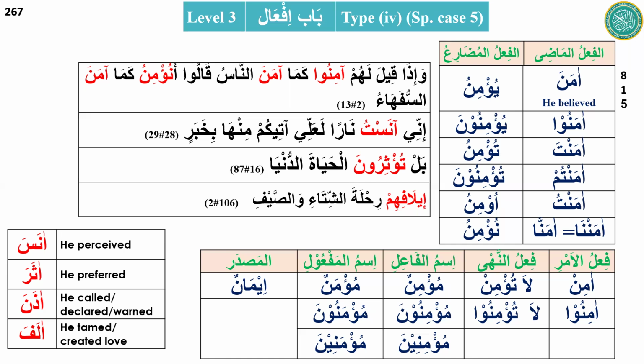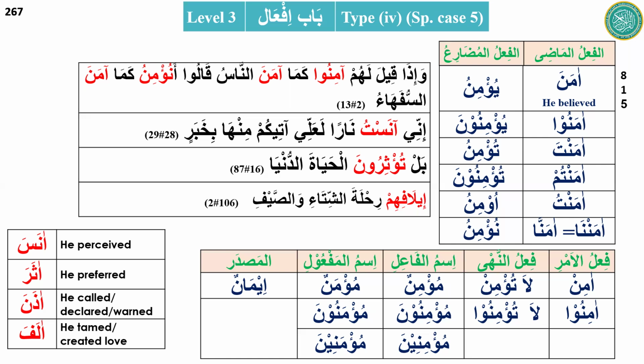La, for whom, them. Aminu, you all believe. This is fi'l al-amr, plural. Okay, keep going. Kama, you can say as. Amana, he believed. An-nasu, the mankind.